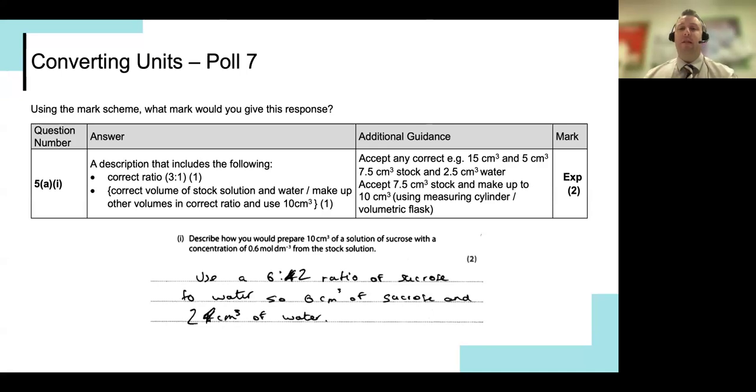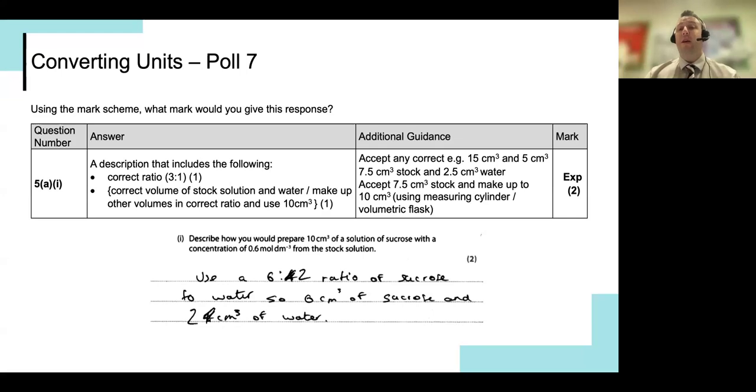Anybody want to put into the chat where they think the 1 mark was applied in that particular student's response? Yeah, I do agree with Stephen there as well, and thank you, Stephen, for the 6 to 2. It is quite a difficult question for 2 marks, and it is quite difficult to work out the ratio in the first place. But yes, you're right, Stephen. Thank you for replying there. The 6 to 2 ratio is where the student got the mark in this particular question.